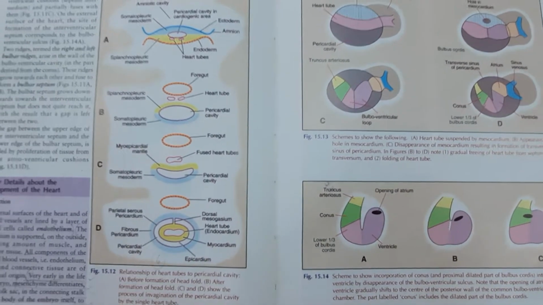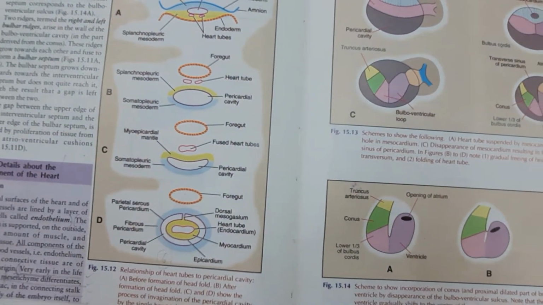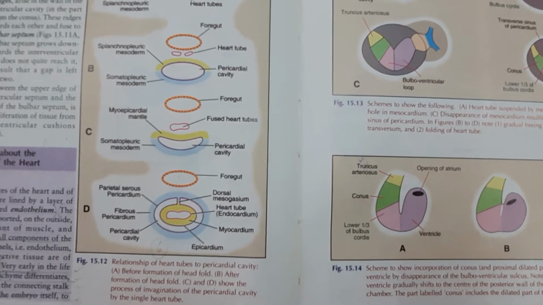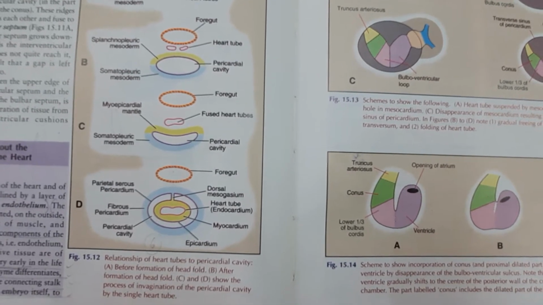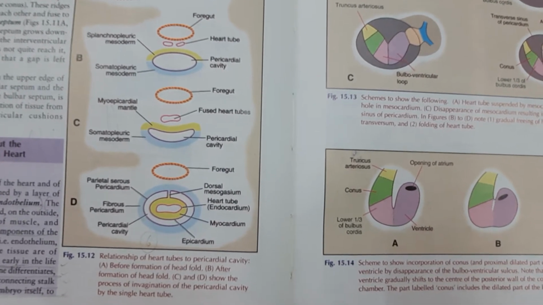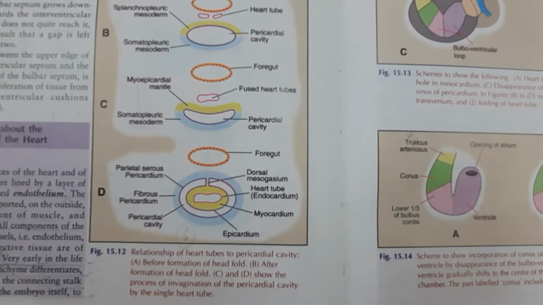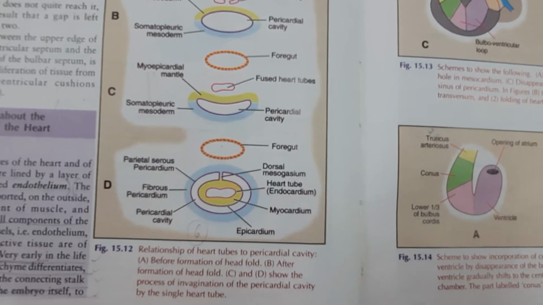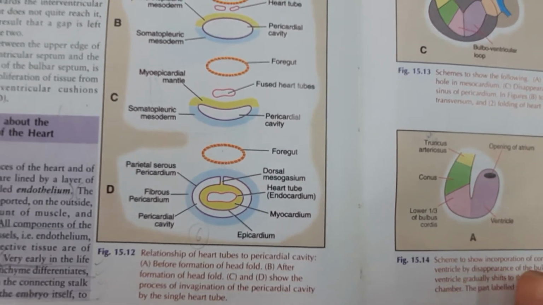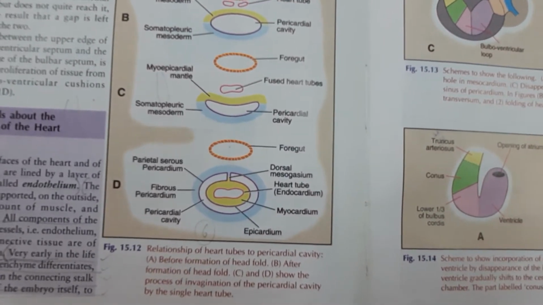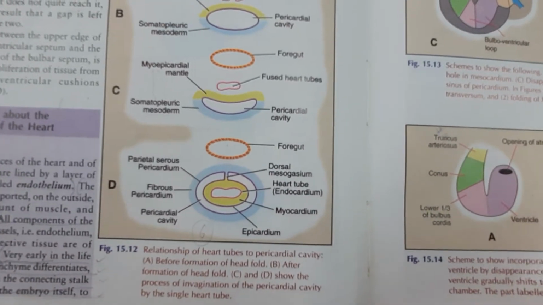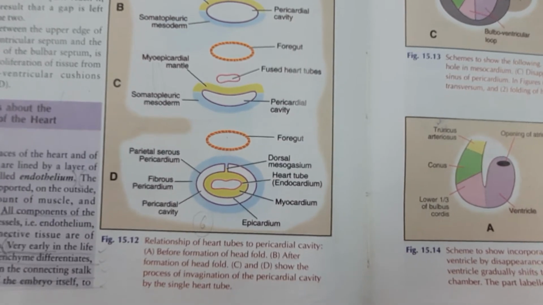So actually, what happened? We know that in the case of the pericardium, the outermost one is the fibrous one, and the innermost one is the closed cavity, which is again in two layers. The one directly attached with the heart is known as the epicardium. And the outer one is the parietal layer. So this will be the pericardial cavity.